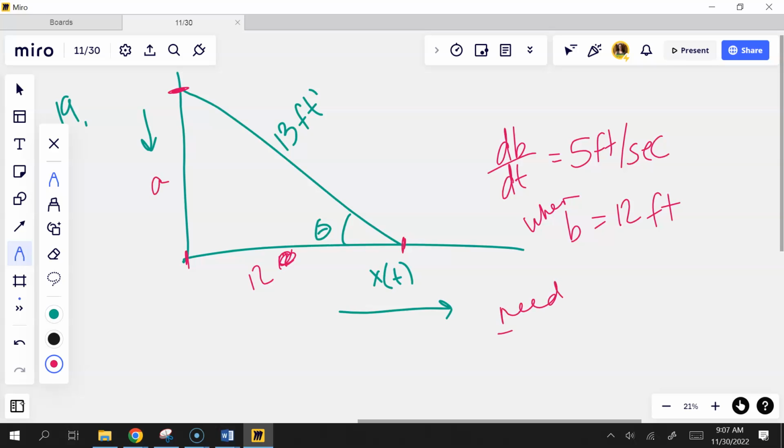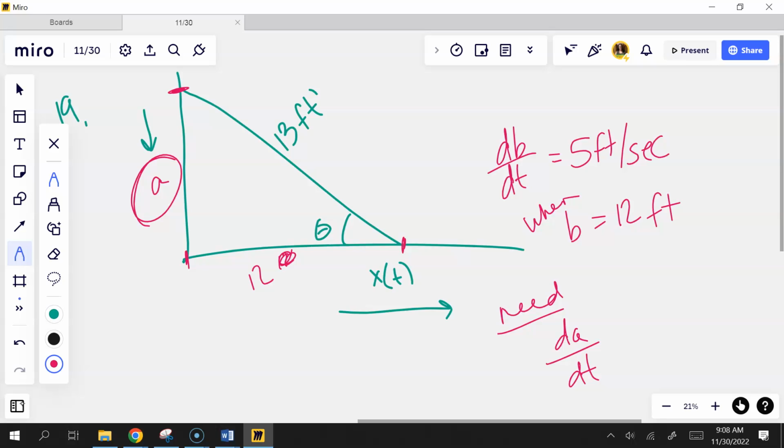So we need A, because it asked you how fast is the top of the ladder sliding down the wall at that moment. So how fast, this is my ladder, right? How fast is it sliding down the wall? So that would be the rate of change of A. Yes, so imagine the ladder propped up against the wall, and as it slides out, it goes down the wall and it goes over across the ground, right? Does that make sense? Kind of slides.